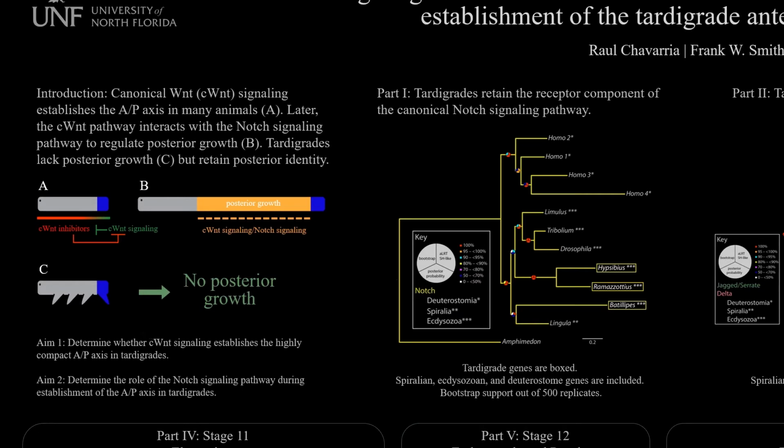So, I am interested in determining whether Wnt signaling establishes the highly compact AP axis in tardigrades and understanding the roles of Notch signaling during establishment of the AP axis. I previously showed that although the Wnt pathway is present in tardigrades, they have lost many Wnt ligand coding genes.